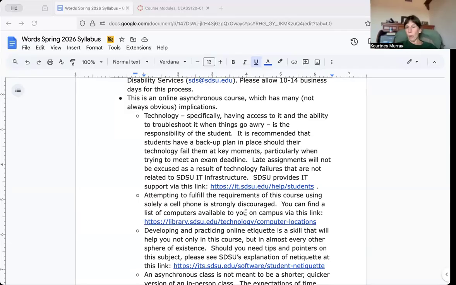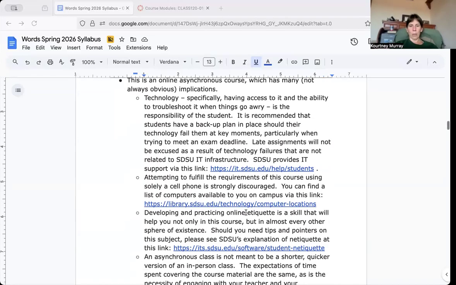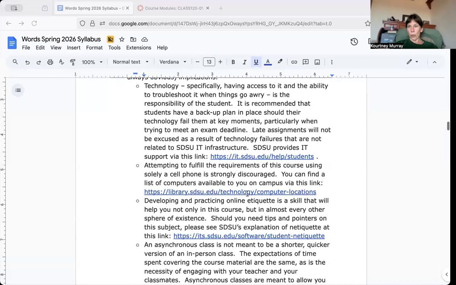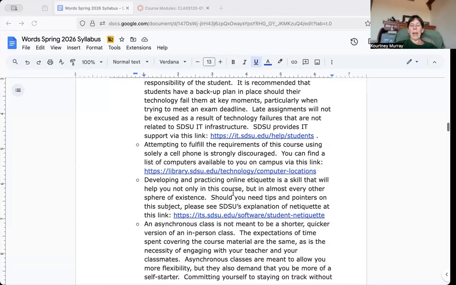So if you don't have a big computer machine, I don't know why I'm calling them that. I grew up with computers, I'm not that old. But if you don't have a larger sort of keyboard situation to work with, you can go here to find where on campus you can find a computer to use.